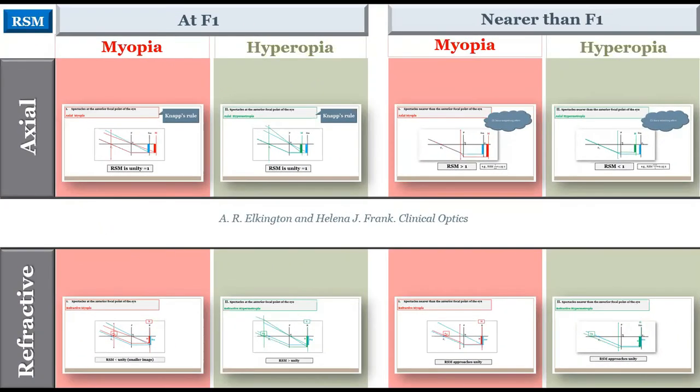We have here a matrix of 8 possibilities and different results for the RSM, whether it is axial ametropia or refractive ametropia, and whether it is myopia or hyperopia, and finally, whether the correcting lens is at the first focal point or nearer than the first focal point. And the reference of all these possibilities was taken from the Elkington Clinical Optics. Now, I'm gonna show you each possibility one by one.